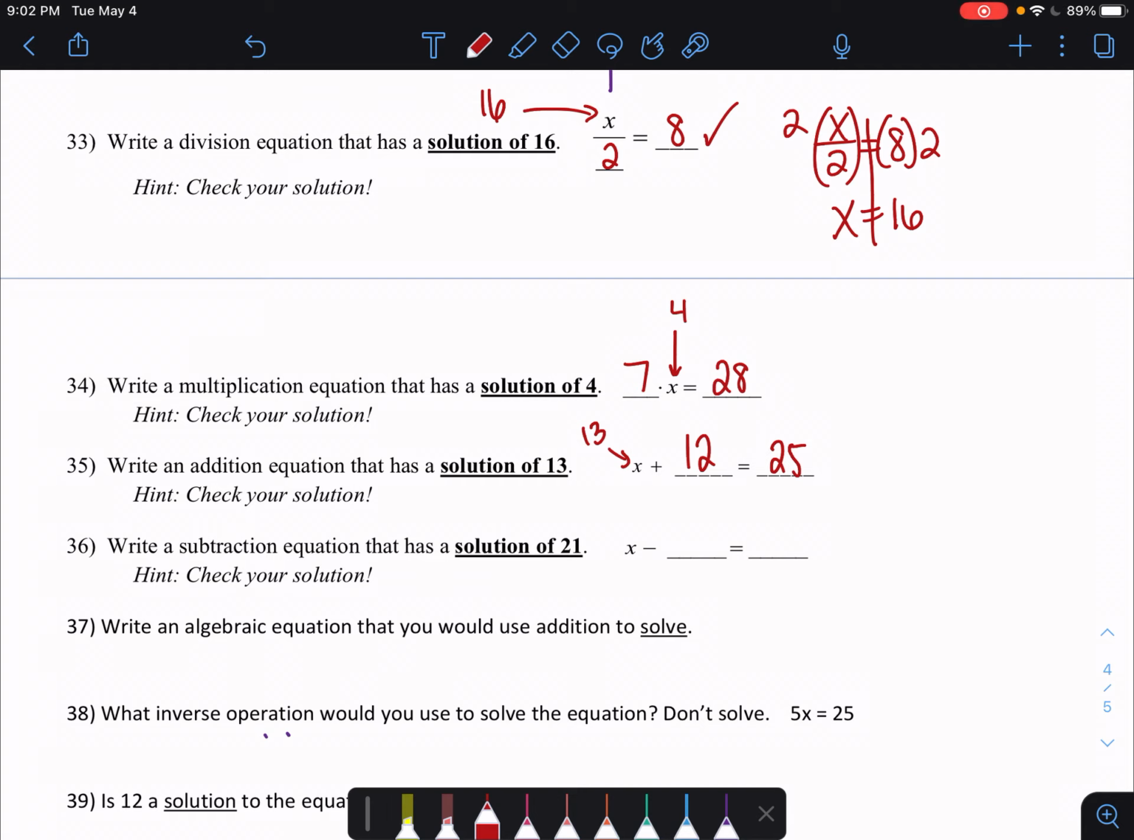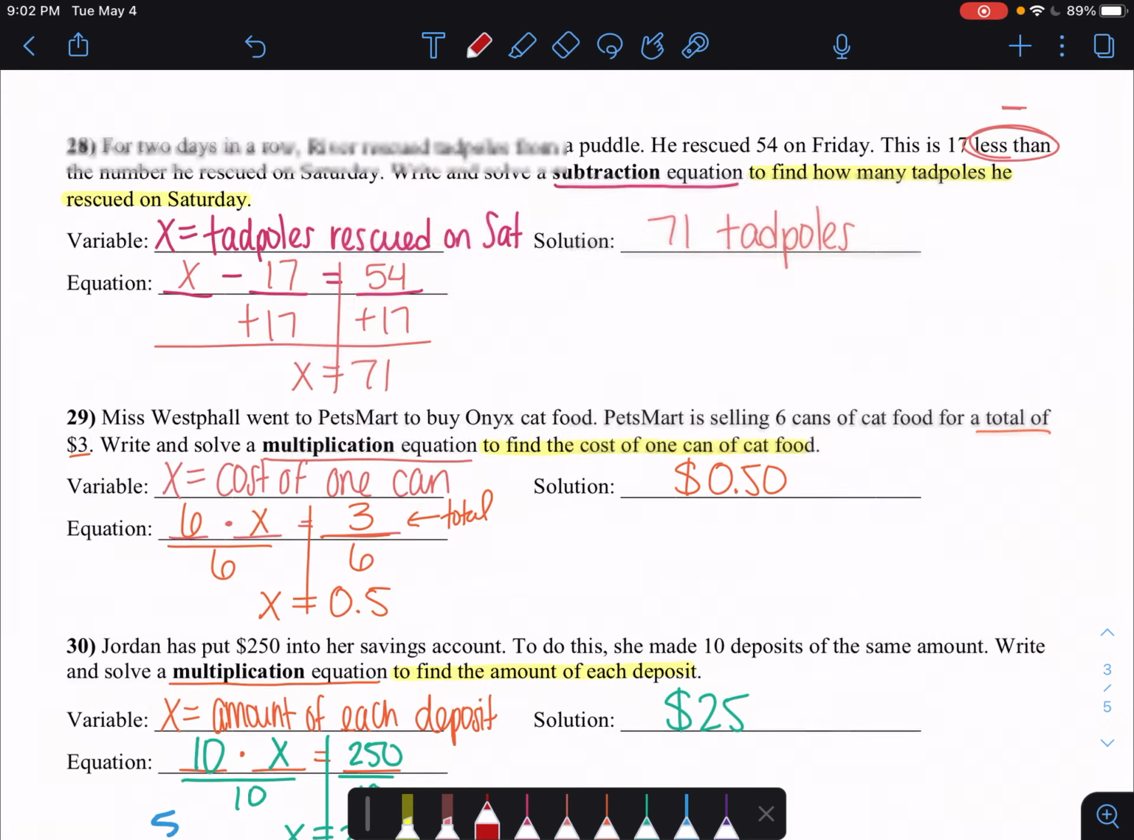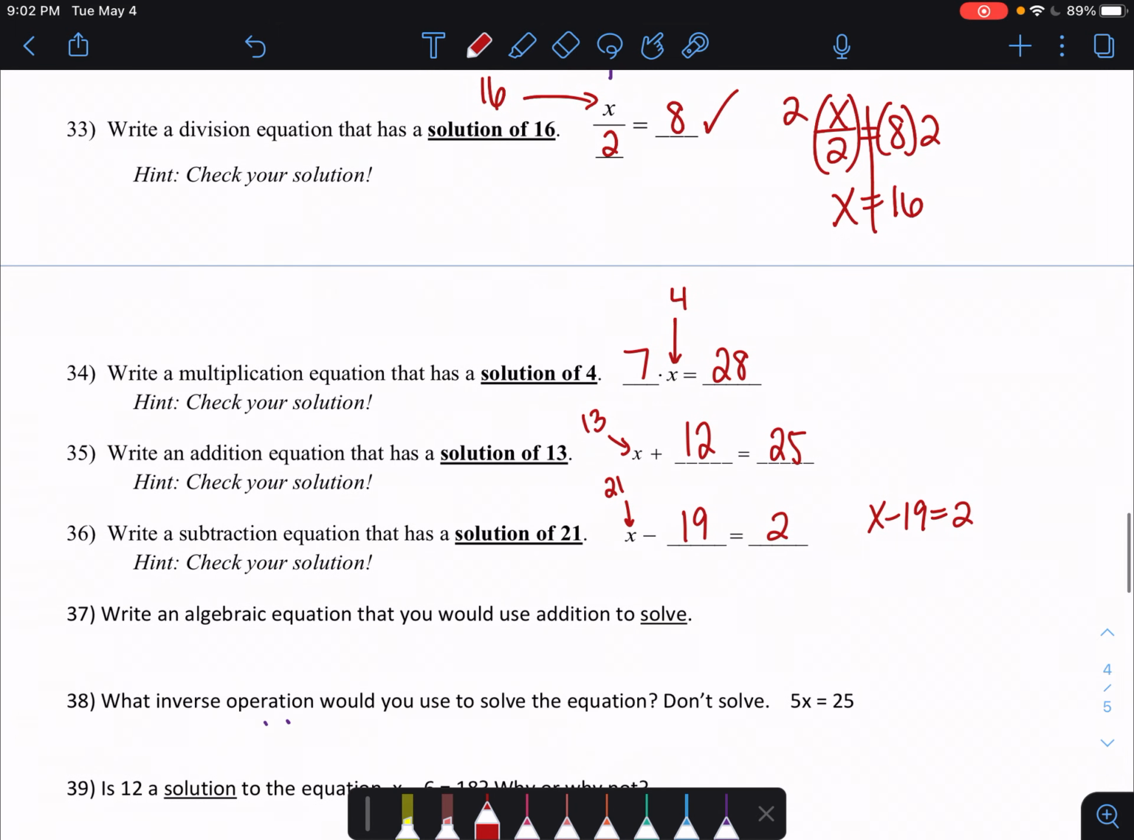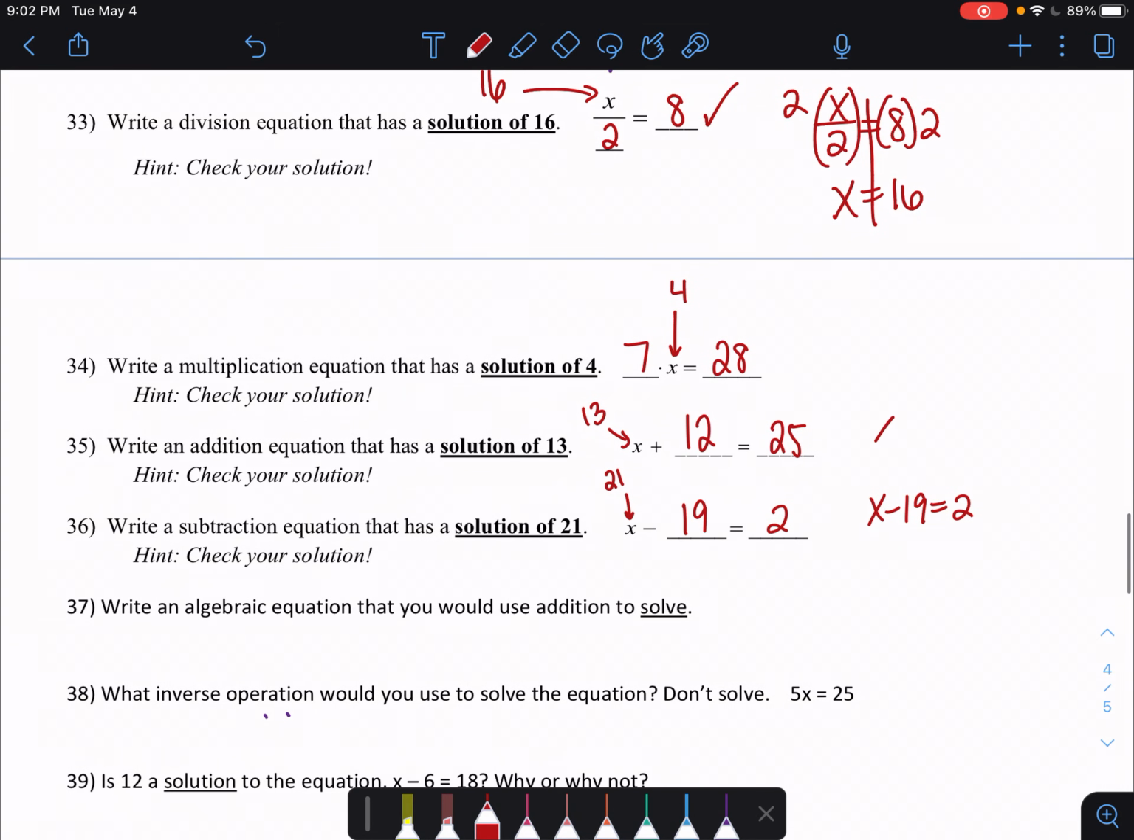To write a subtraction equation that has a solution of 21 means that x is 21. So if I pick a number, let's say 19, 21 minus 19 is 2. So if I solve the equation x minus 19 equals 2, my solution is 21. So this one would be x plus 12 equals 25, and this is going to be 7x equals 28. And again, when it says solution of that number, you want the variable to be that number.